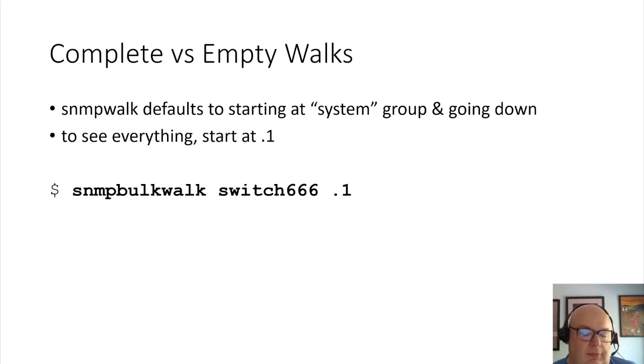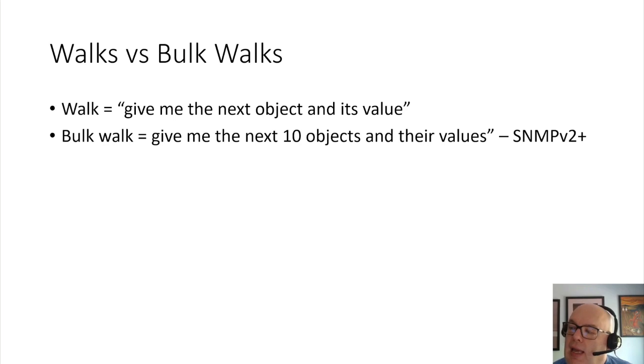So if you run SNMP walk on a host, you start off with that system group. There may be stuff in the MIB table below that. And to really rip everything out of the system, start at the object ID .1. There's also this concept of an SNMP walk.